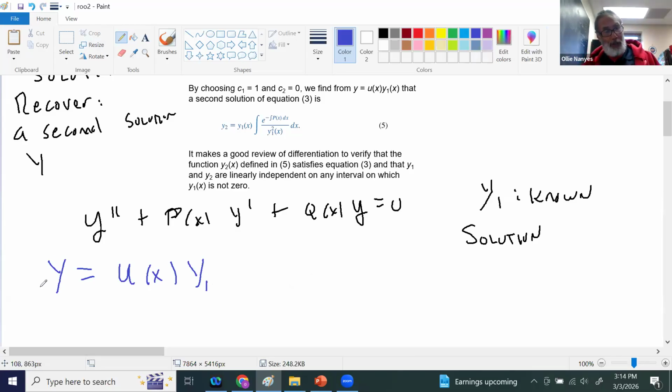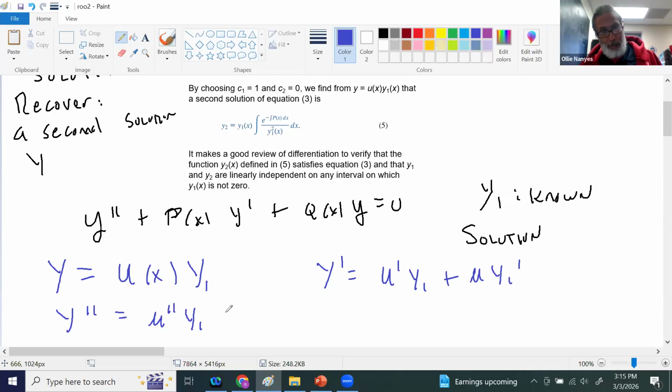Since we're going to take this and plug it into this differential equation, we have to first calculate the derivative, and that's going to be u prime y1 plus u y1 prime. That's just a standard product rule from calculus. Now y double prime, because we have to plug in here, we have u double prime y1. We've got to use the product rule here: u prime y1 prime. Then we use the product rule here very conveniently. And then we have u y1 double prime.